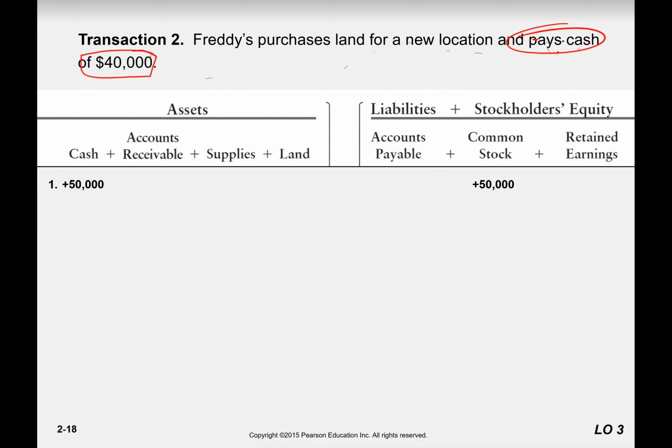Giving? Exactly. You pay cash, it means cash is going out from the business. Cash is going out from the business. How much? $40,000. And what did you get in return? Land. So land increases.